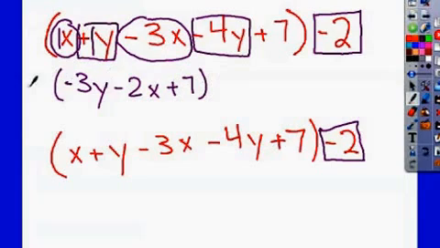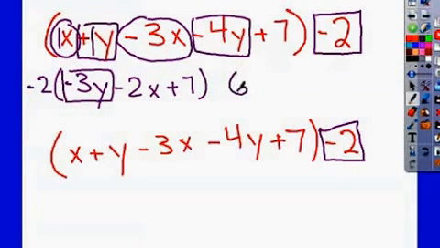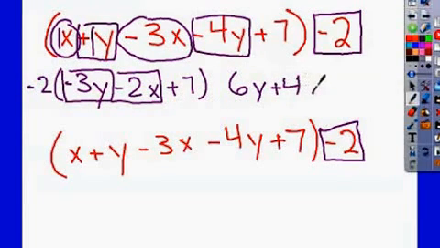Now I can do my distributive property. If you want to put this over here, that's fine. That's not a big deal, but we kept everything else the same. Negative 2 times negative 3y is going to be a positive 6y. Negative 2 times a negative 2x is going to be a positive 4x. And then negative 2 times just positive 7 is going to be negative 14. So that should be our answer right there.